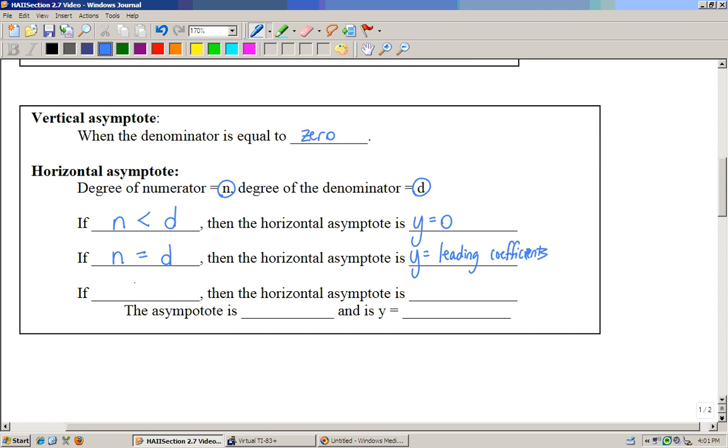The last situation would be if the numerator's degree is greater than the denominator's degree. In this case, there would be no horizontal asymptote. It just wouldn't go toward any horizontal line. The asymptote would be oblique, and what that means is it would be on a diagonal. It wouldn't be horizontal or vertical, and it would be a problem that you'd have to solve by dividing your rational function and finding its quotient, and that would be the equation of the asymptote. We won't do that in this section. That'll be later, but at least you know there is a possibility that you do have another type of asymptote. We just won't be finding it.